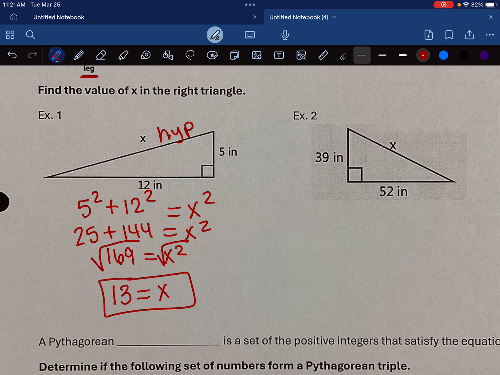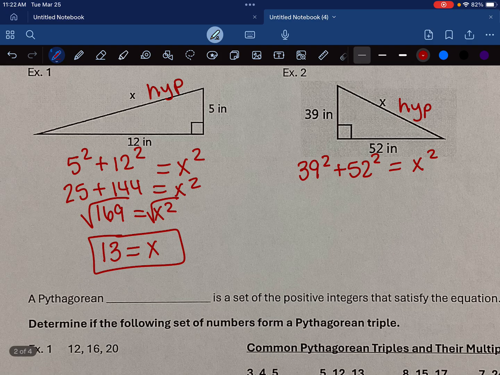Okay, so, yeah. Same thing on the second one, right? We set it up the exact same way. First, identify the hypotenuse, which is what? X. Same thing here, okay? So, we're going to do 39 squared plus 52 squared is equal to x squared. I'm going to move quickly through this because I think you guys are okay with this part. Agree? Are we okay with the setup of it?